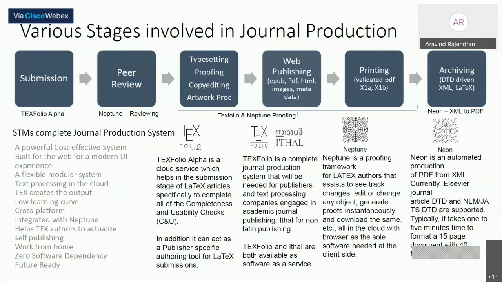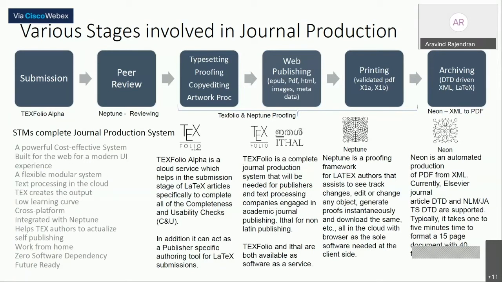The next tool is the Neptune. Neptune is the proofing framework. It is used by LaTeX authors. As of now, Neptune is used by Elsevier. The customer feedback has been very good, and as of now, the customer satisfaction is around 95%. The last system that we have is the Neon. It's more about how data is stored, and from that particular archive data, how you can produce PDFs and so on. This is the Neon system.